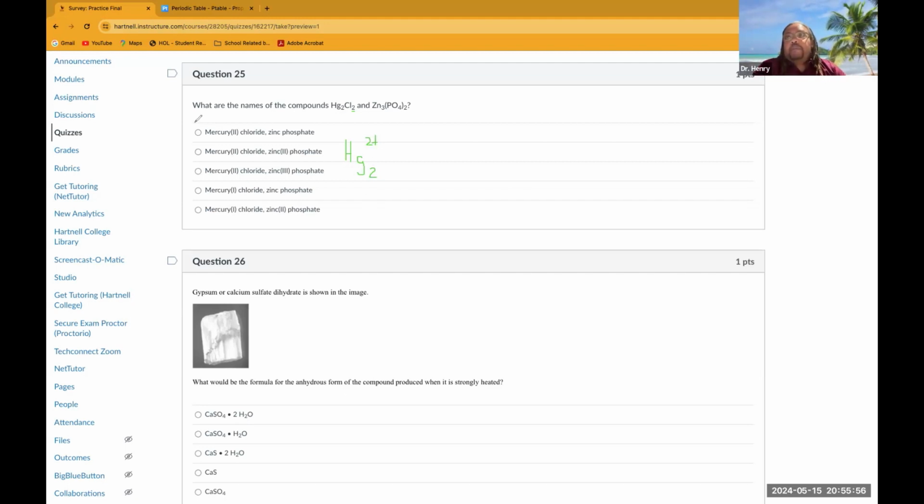Okay, so that means that we can get rid of the first 3 answers, because we know that we're working with mercury 1. So we know it's mercury 1 chloride. And then what about the next one? Phosphate has 3 minus, and we're using 2 of them, so that's 6 minus.